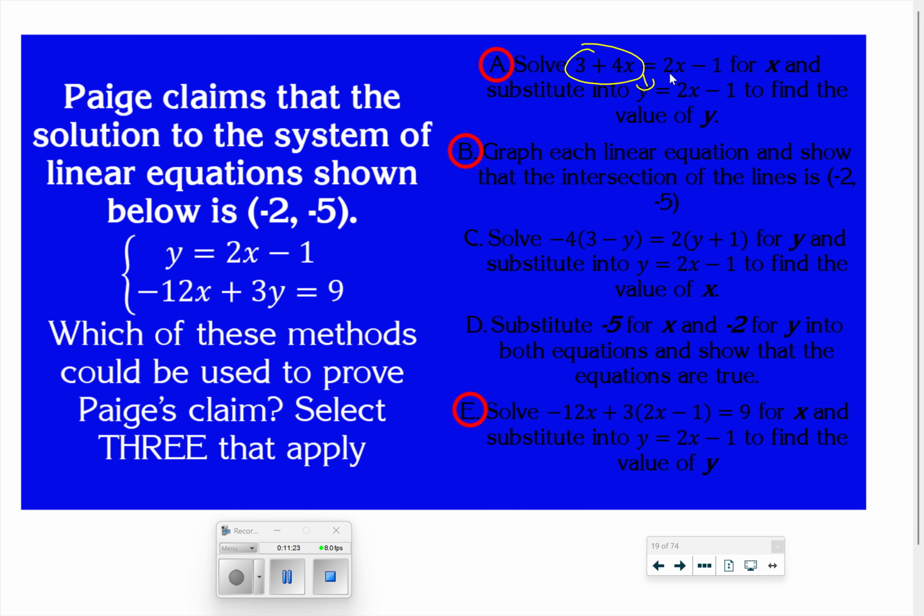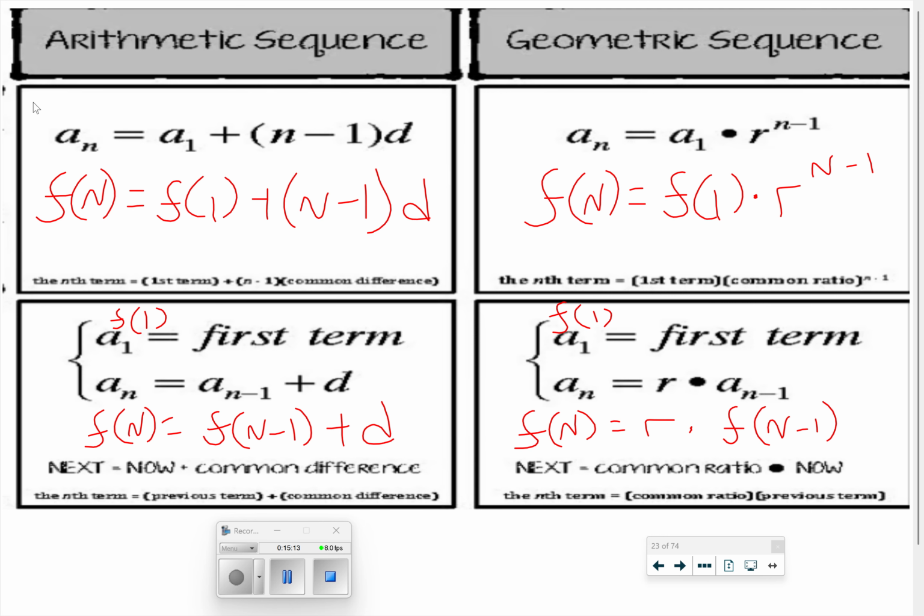It falls in with this formula here, right? Put the first term times the common ratio of the number you multiply and raise it to the n minus 1.